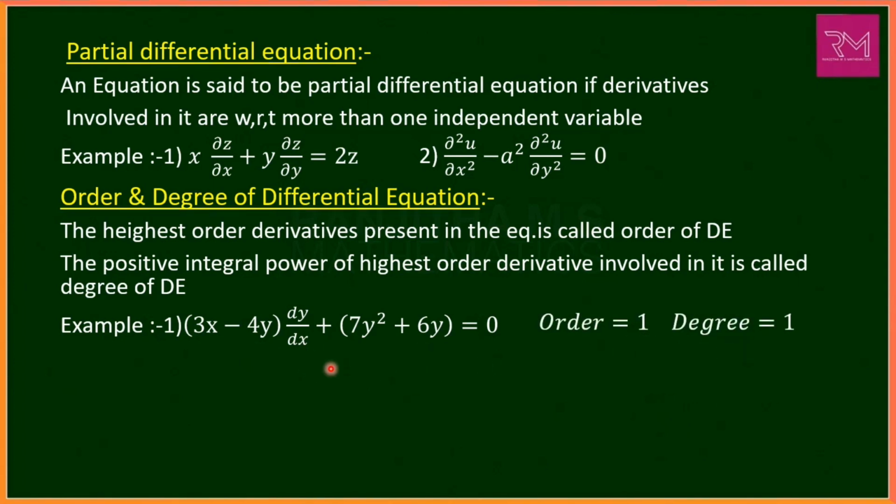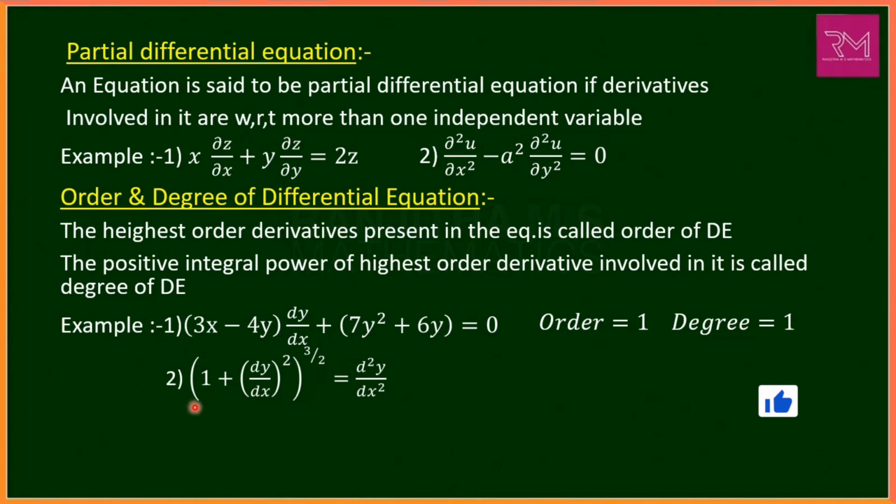For this equation, order is 1, degree is 1, because it contains the highest order derivative dy by dx. Hence, we can conclude that its order is 1. The positive integral power of that highest order derivative is dy by dx whole power 1 itself. So, we can conclude that order is 1 and degree is 1.